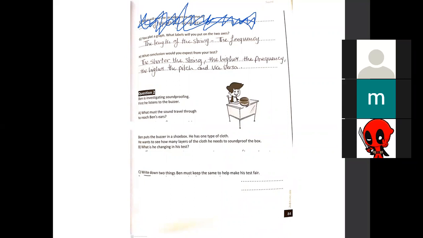Mute your mic. We're talking to Abdullah now. Air. Thank you so much. So the air surrounding Ben is the medium that the sound will travel through to reach his ear. Correct? Yeah. Okay.